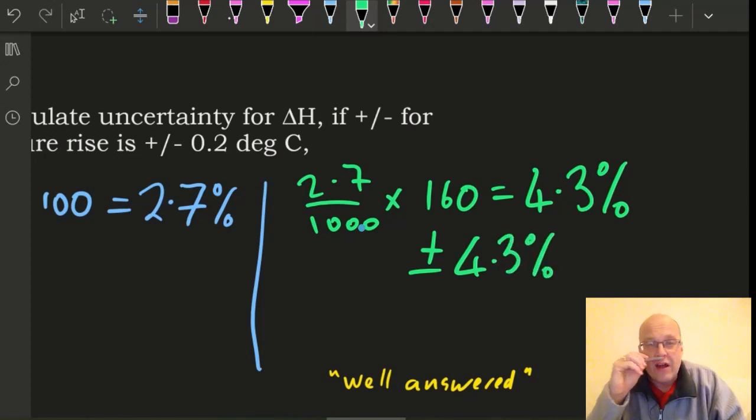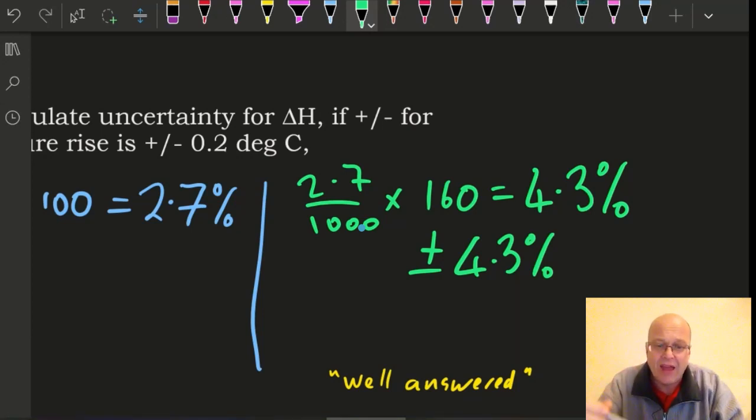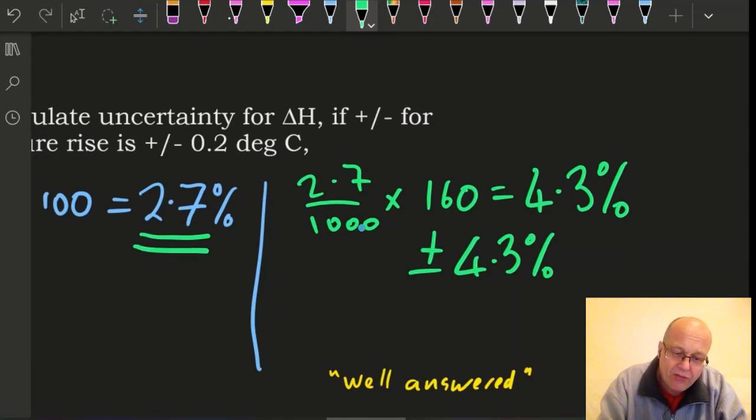Now, traditionally the IB wants you to have uncertainty to 1 sig fig, so it will be plus or minus 4, but in this case it's wrong. So there's some inconsistency there as well. They want plus or minus 4.3%. They'll even take plus or minus 5%. Well, how do you get that? By over rounding that to 3.